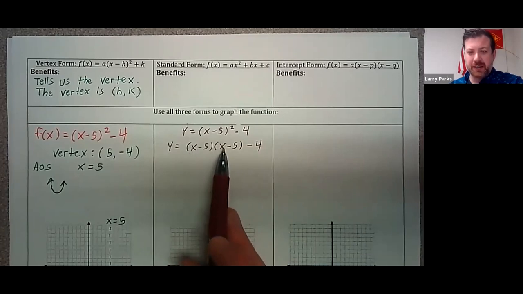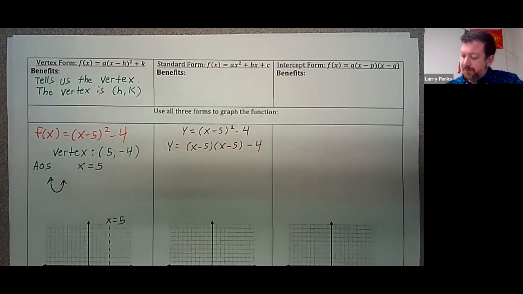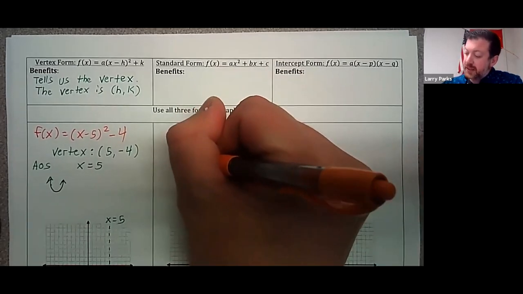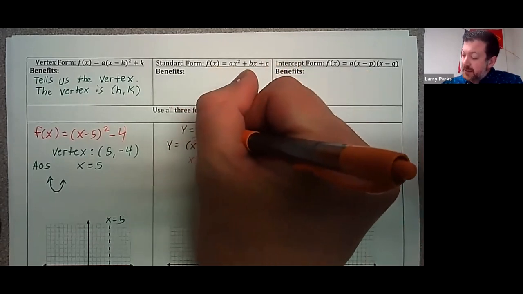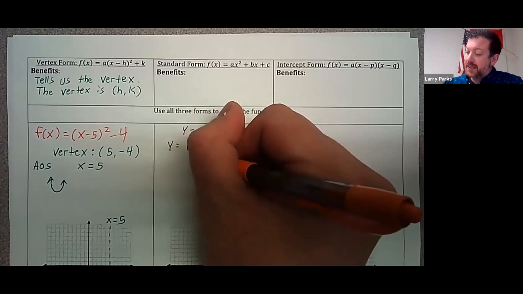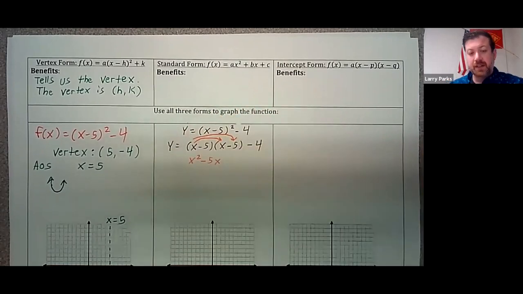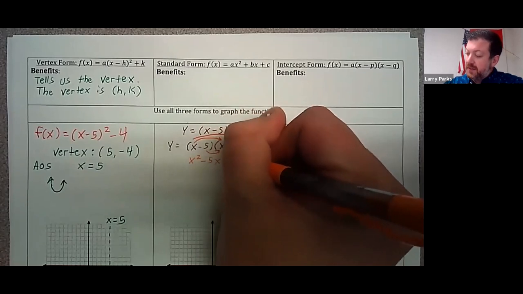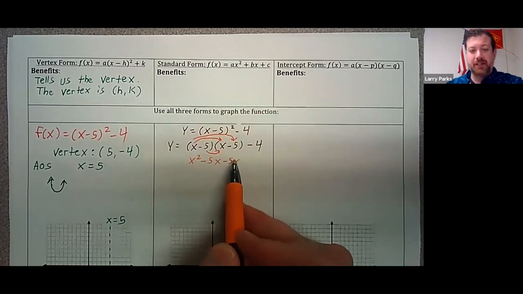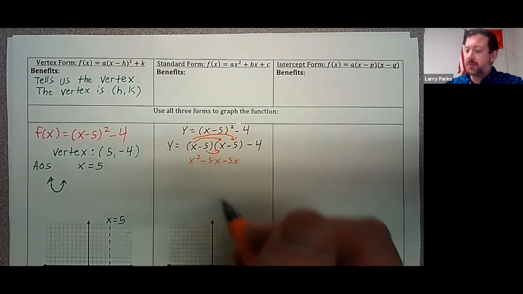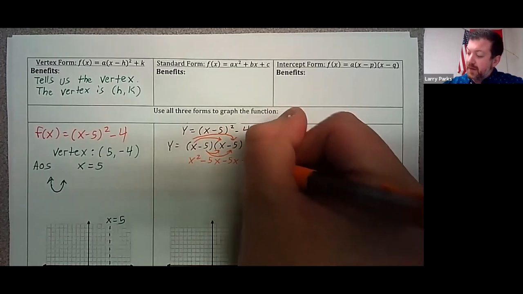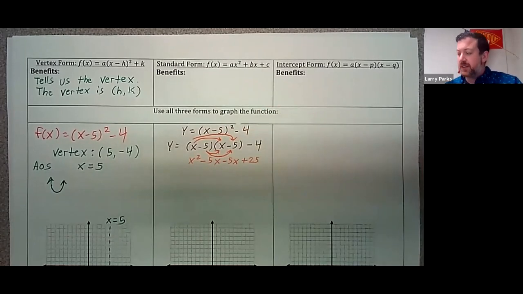We're going to take x times x. That's x². I'm going to take x times -5. That's -5x. So I distributed my x. Now I'll distribute the next term, the -5. So -5 times x is -5x. And then -5 times -5 is positive 25. And then, of course, we bring down our minus 4.